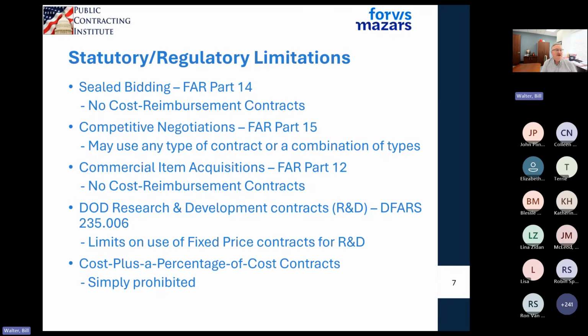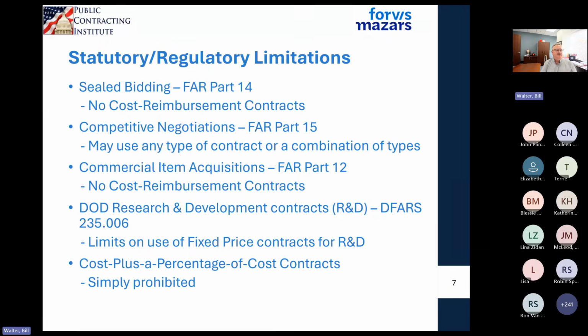So if you have a sealed bid, which is a very competitive contract, FAR Part 14 says thou shalt not use cost type contracts. In competitive negotiations under FAR Part 15, you can use a cost plus contract, you can use a fixed price or some sort of a combination. If it's a commercial item acquisition in FAR Part 12, no cost type contracts. So the government issues a lot of commercial item contracts. They have to be fixed price. So if you're dealing in fixed price, competitively bid type contracts, or commercial item type contracts, all the stuff we're going to be talking about for the next hour will probably not be applicable to you.